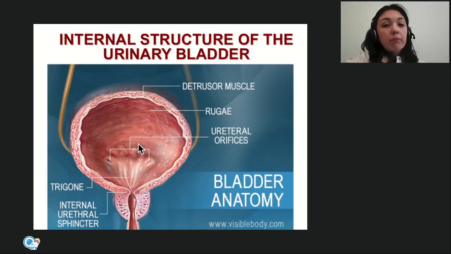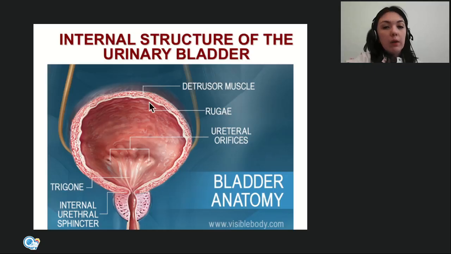Okay, so the external structure is very simple. The empty urinary bladder is completely located in the pelvic cavity, in the true pelvis. And a full urinary bladder can reach even the level of the umbilicus. So it has an apex, then it has a body, and it has a fundus, and the very low part is the cervix, yes, that continues to the urethra.